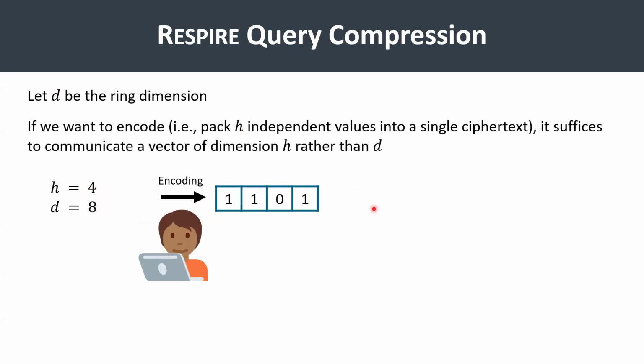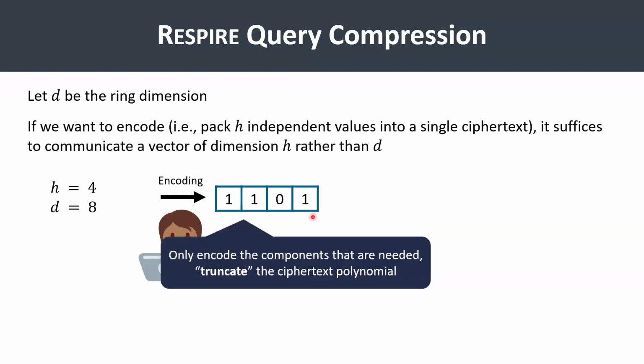So I only care about 4 things, but I have to encode everything using a vector of dimension 8, because that's what the scheme gives me. What I can do is just encode the part I care about, and I'm basically just going to truncate the ciphertext polynomial, right? The ciphertext polynomial will have 8 components in it. If I encrypt anything, whether it has zeros or ones doesn't matter. The ciphertext is agnostic to that. It has to be, right? It can't leak information about the message. But what I'm going to do is just truncate it.